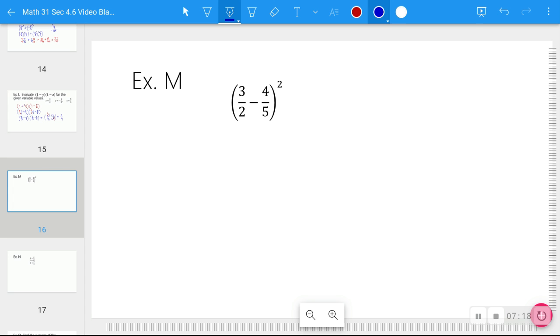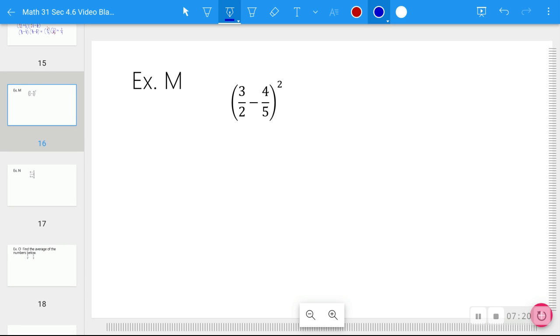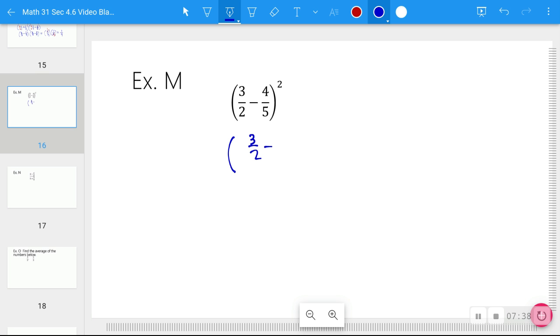Okay. Let's see. I actually have 3 more problems. Okay. The priority here is to do the subtraction. So I'm going to go ahead and take care of that. And then I'll do the rest here. 3/2 minus 4/5. I need to get a common denominator, so I'm going to multiply this one by 5 and this one by 2, and that'll give me a 10 underneath both of them.